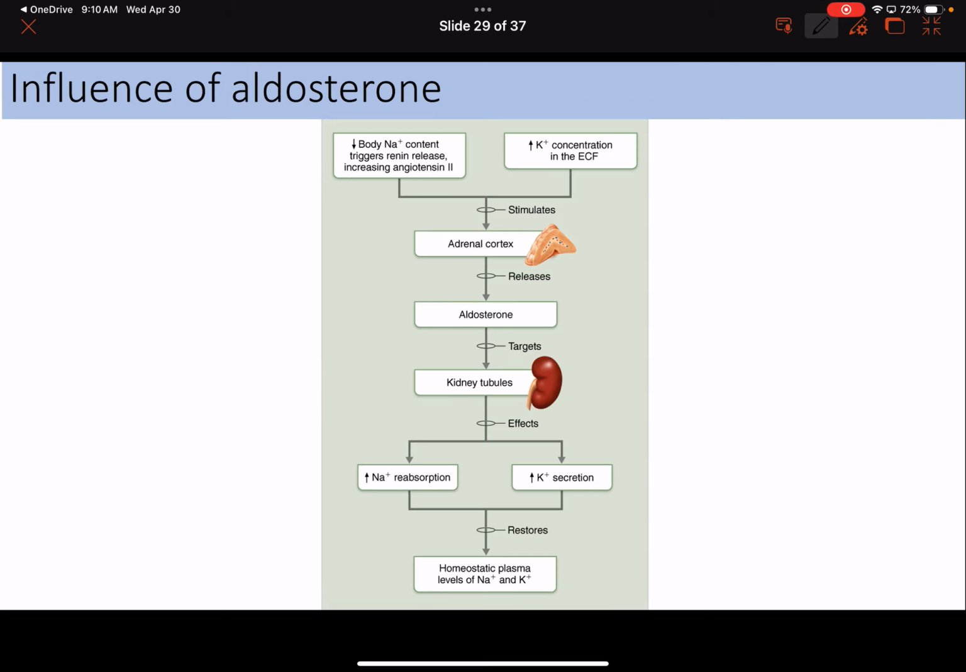that's a good point. So here's the influence of aldosterone. If we have not enough sodium or too much potassium, that is going to trigger the adrenal cortex to release aldosterone, which is going to target the kidney tubules to activate that sodium potassium pump. So if we're lacking sodium, we reabsorb more of that sodium, or if we have too much potassium, we're secreting that potassium out. And that should bring us back to homeostasis in regards to sodium and or potassium.